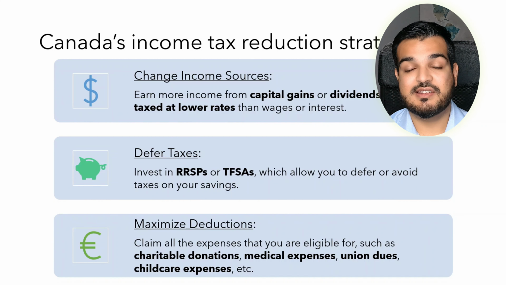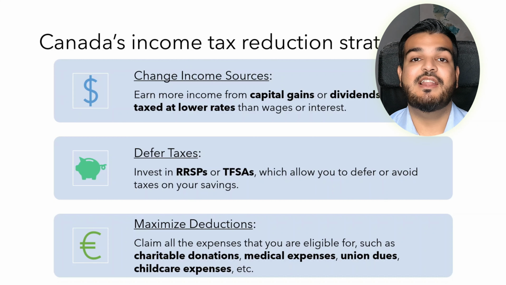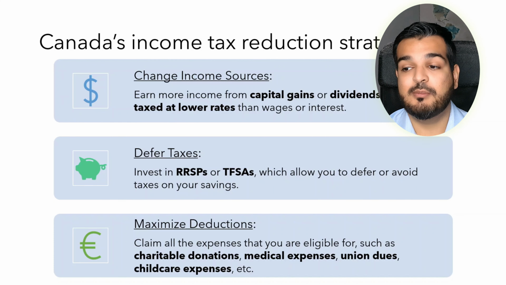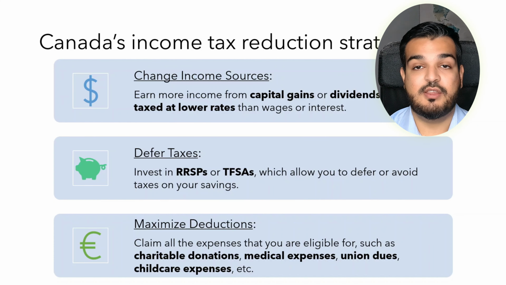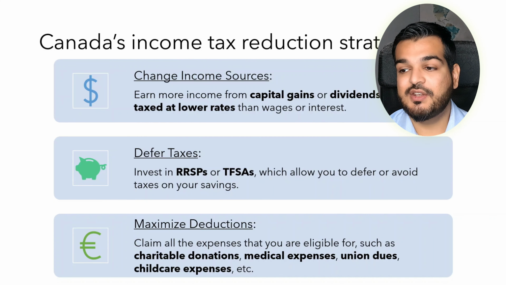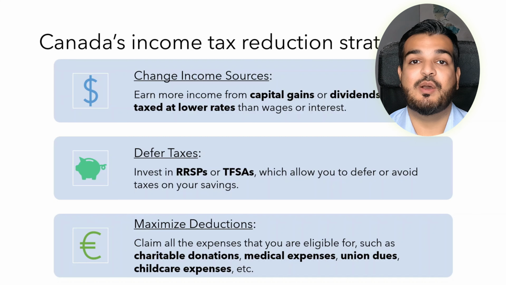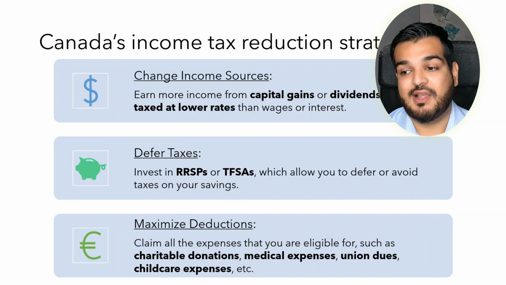The last piece is maximize your deductions, and I highly recommend this because why pay more taxes than you have to? So make sure you take advantage of all the deductions available to you. Some expenses that you can claim are charitable donations, medical expenses, union dues, childcare expenses, and the list goes on. So definitely do take advantage of all those deductions because they reduce your income tax bill, plain and simple.